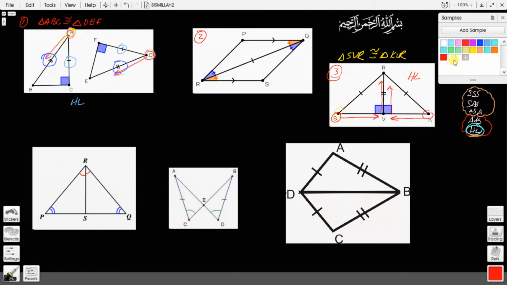Okay, now I'm going to just label these first. I'm going to go 4, and then number 5, and then number 6 over here. So I'm going to then do number 2 over here.